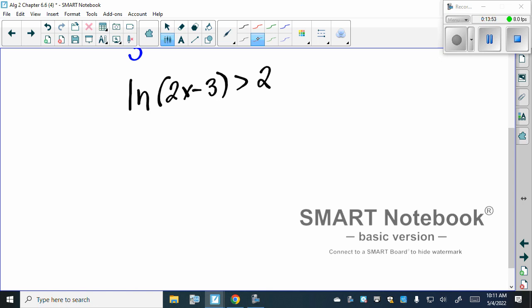What's next? Let's put both to the base of e, because e to the ln cancels, telling me that I have 2x minus 3 is greater than e squared.